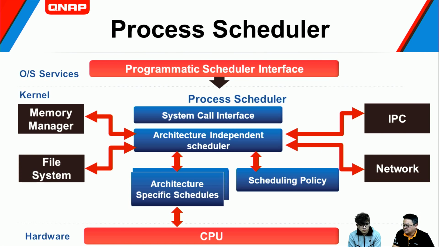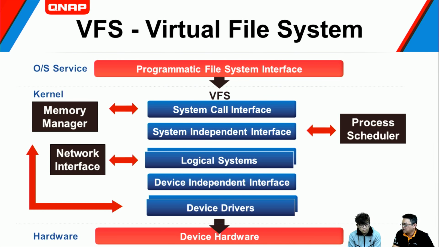Then for the next slide, you can see the VFS. It's very important. It's called the virtual file system. It also has a layer called the system call interface, which communicates with the application or user space itself. And you can see they have the logical file system, the device-independent interface, and also a very important part called the device driver. Because in the kernel itself, a lot of usage is controlled by the device driver. For example, for a SATA card or those types of I/O devices, you need a driver to let the hardware run.